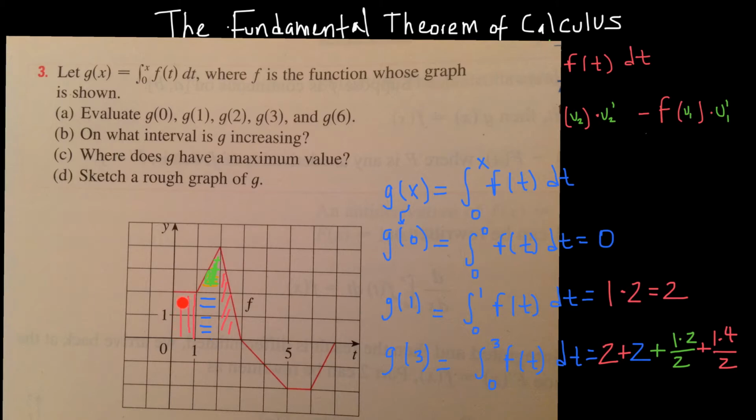2 is my first rectangle, 2 is my second rectangle, and then 1 times 2 over 2, base 1, height 2 divided by 2, and then base 1, height 4 divided by 2. And we can get a total. That would just be 4 plus 1 plus 2. That is 7. I get 7. I hope you get the same answer as me. Okay? So that answers part A.